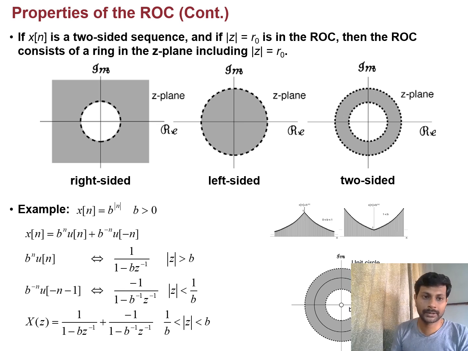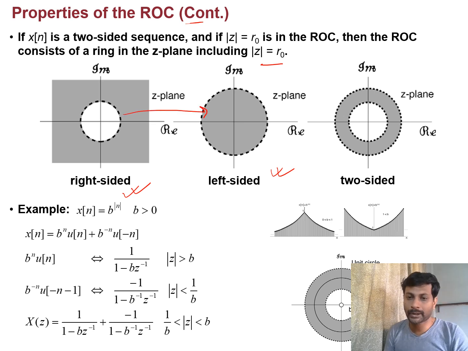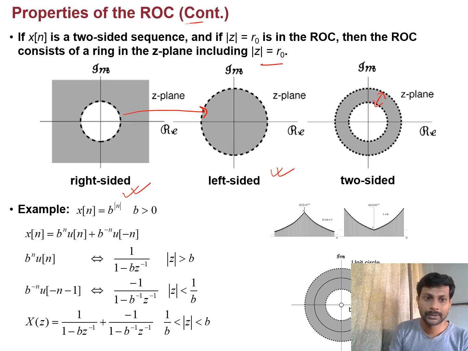Now properties of ROC continued. If x[n] is a two-sided sequence, that is if we add a right hand sequence plus a left hand sequence, then if mod z equal to r0 is in the ROC, the ROC consists of a ring in the z plane including mod z equal to r0. This is the right hand sequence ROC, this is the left hand sequence ROC. If you superimpose them, you cannot have two ROCs at the same time, so only this overlapping part is the ROC. That means the ROC is a ring.